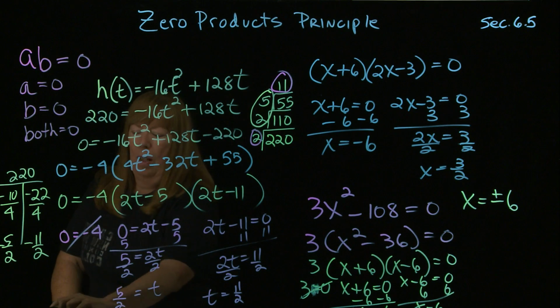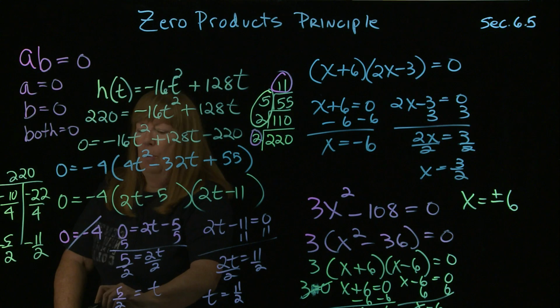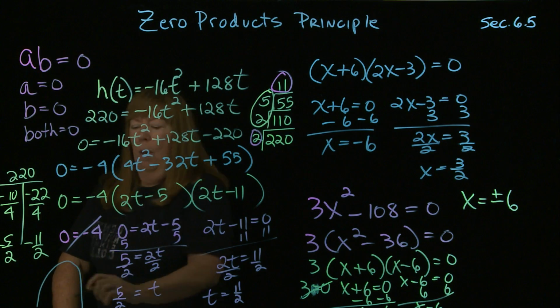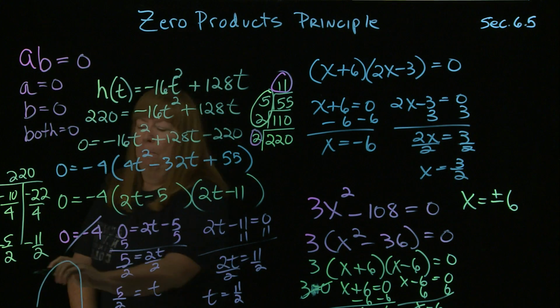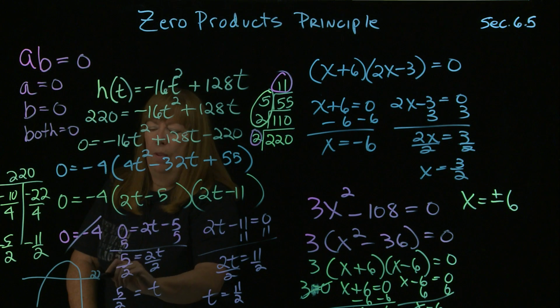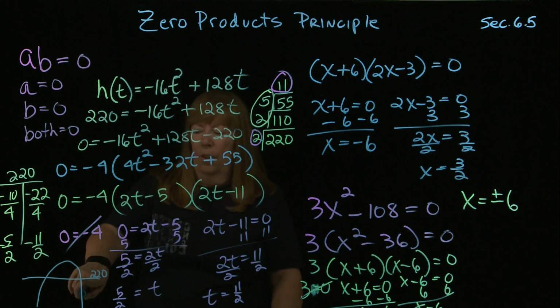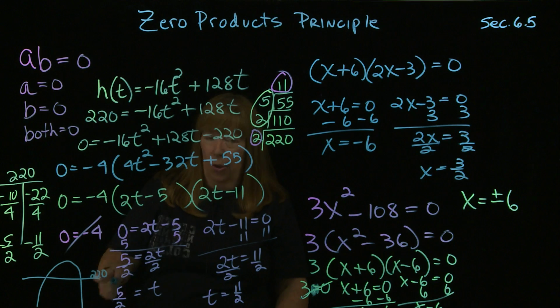Let's picture what we're talking about here. Here's the ground. I'm shooting up this rocket. What goes up must come down, right? Here's 220 feet. So do you see how you can have two answers? It's quadratic. There should be two answers.